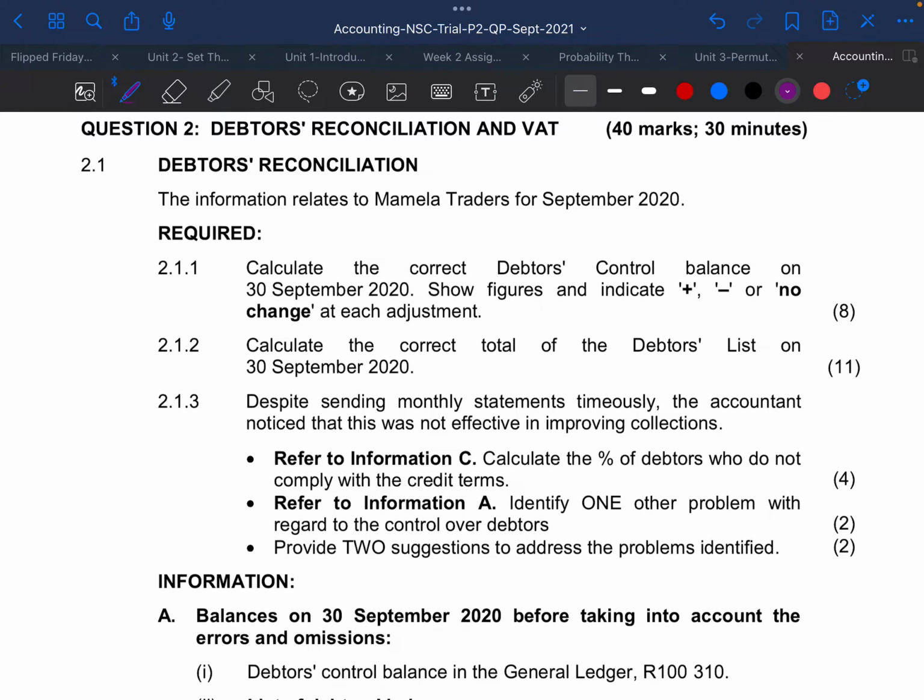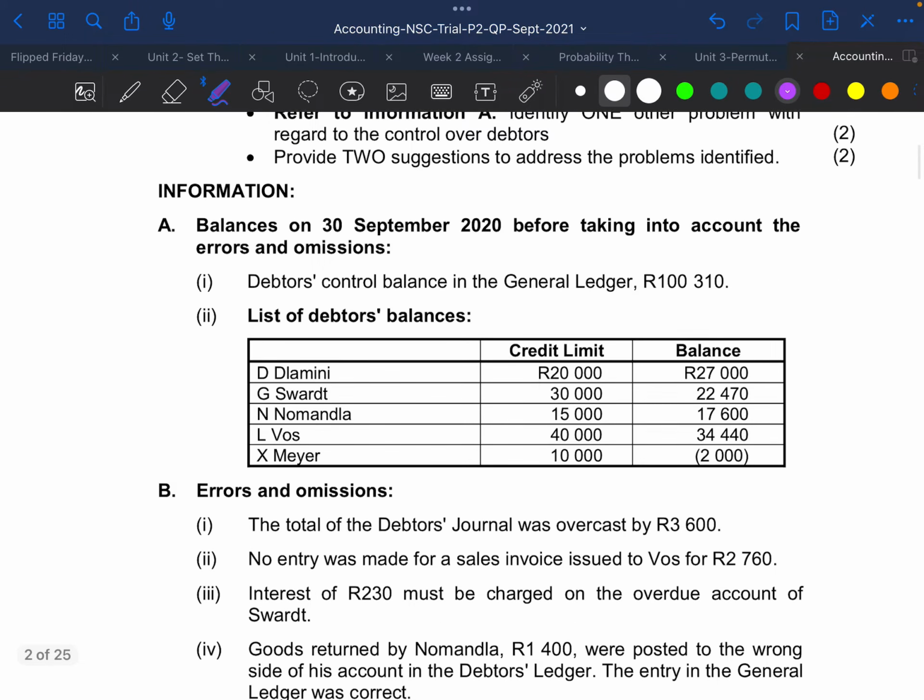The information relates to Mamela Traders for September 2020. We are required to calculate the correct debtors control balance on 30 September 2020. Okay, so this is the date, 30 September 2020, and then we are required to show figures and indicate a plus, a minus, or no change at each adjustment. Okay, so let's check our information.